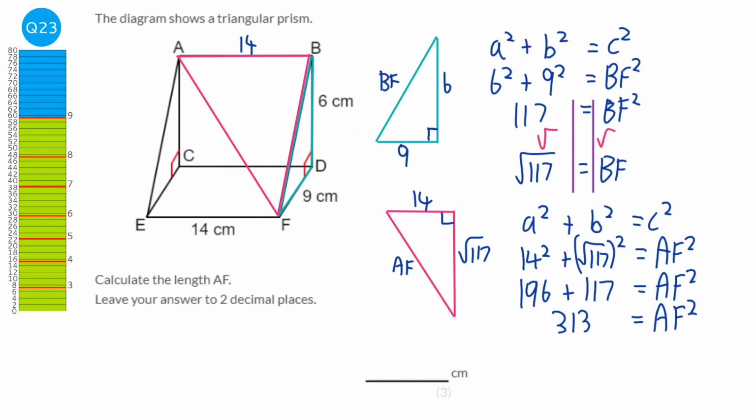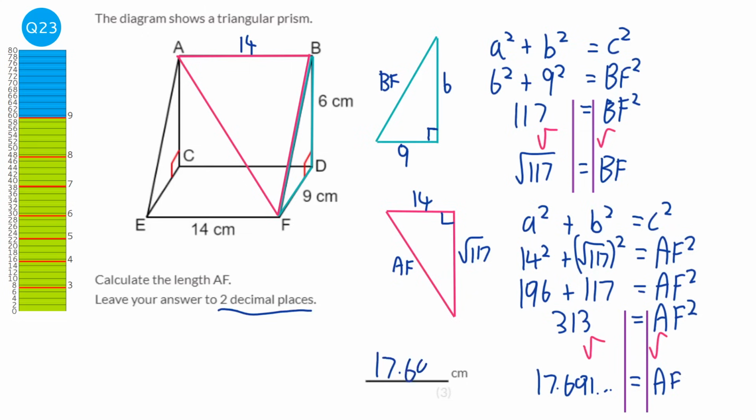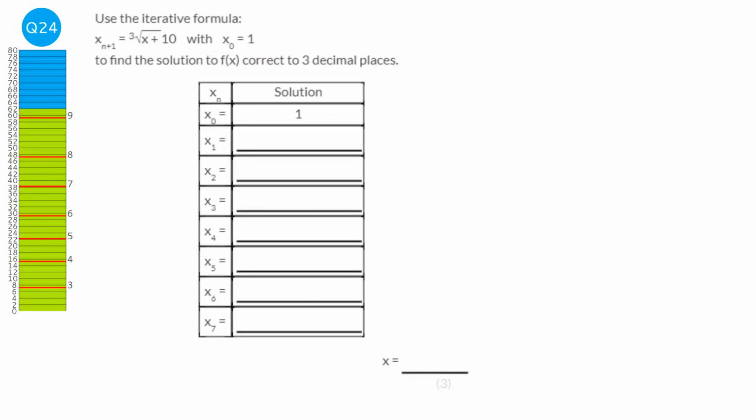And again get our solving lines in. Square root both sides. And this time we're actually going to square root 313 because we need a decimal answer. So it would be 17.691 and so on. It's equal to AF. And it says to 2 decimal places, so that's going to be 17.69 centimetres.